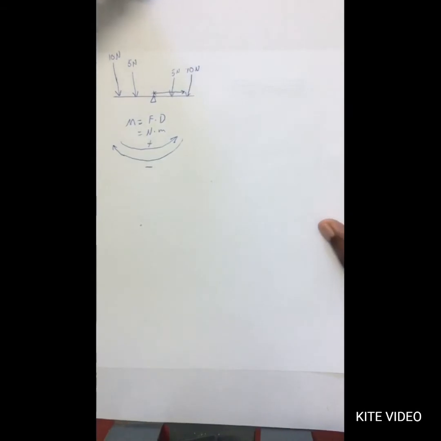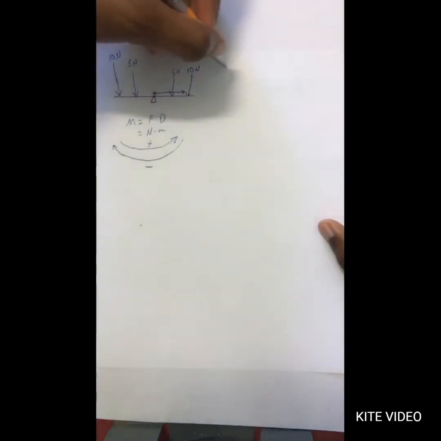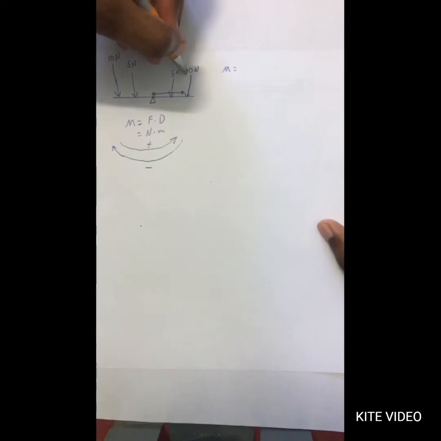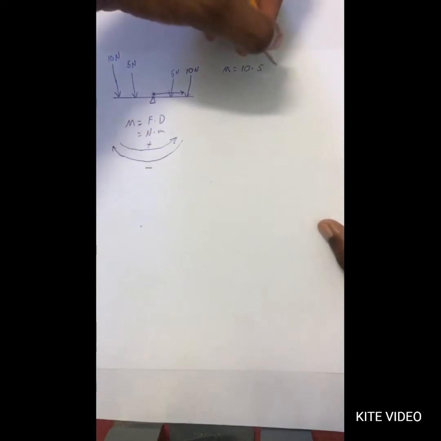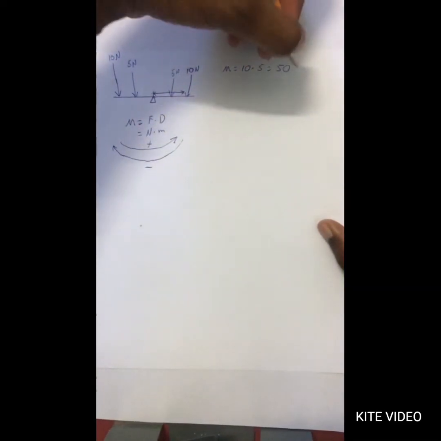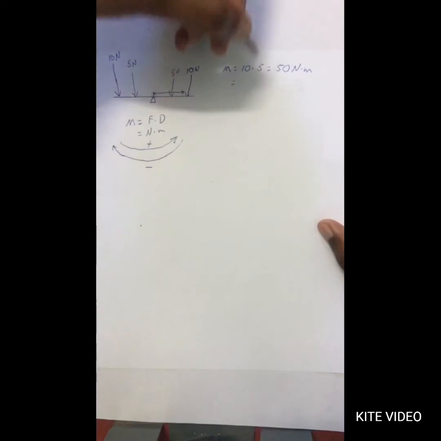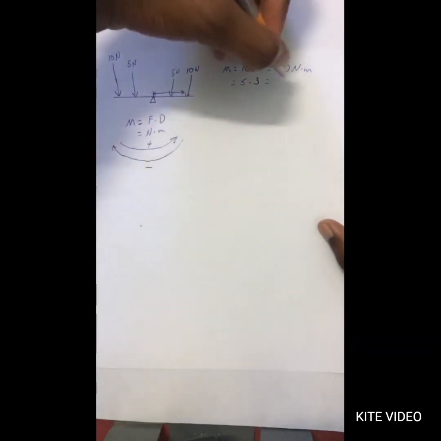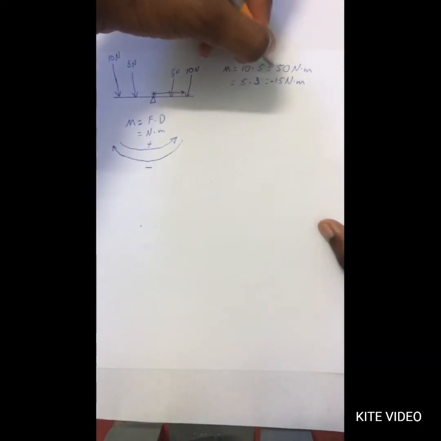Now let's do some quick calculations here just for demonstration purposes. We'll start on the right hand side. We'll say the moment here, the 10 Newton force times, we'll assign a value here, we'll say 5 meters, times 5. That will equal 50 Newton meters. Now for this 5 Newton force here, this will be 5, we'll assign a value, let's say 3. This will be 15 Newton meters. And this is going clockwise, so these will be negative.